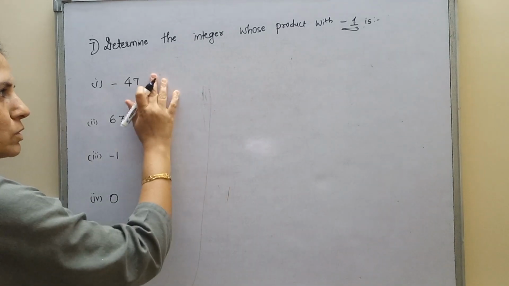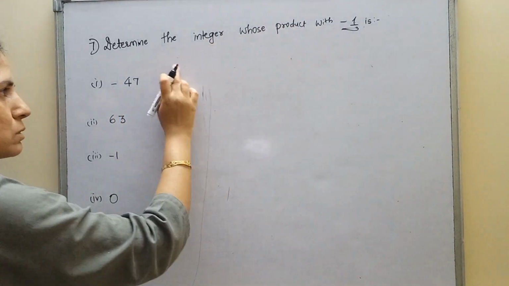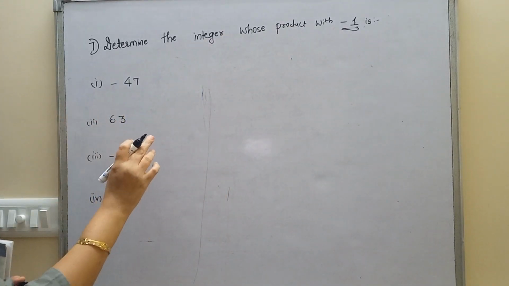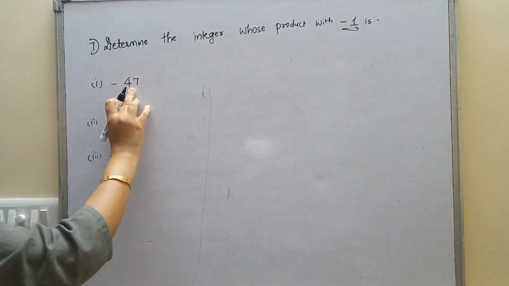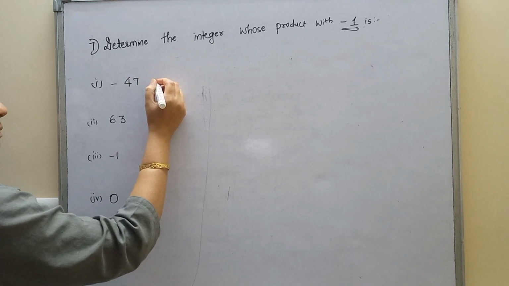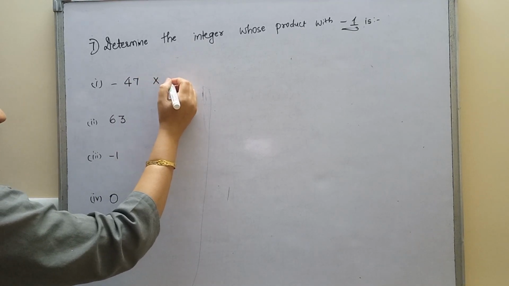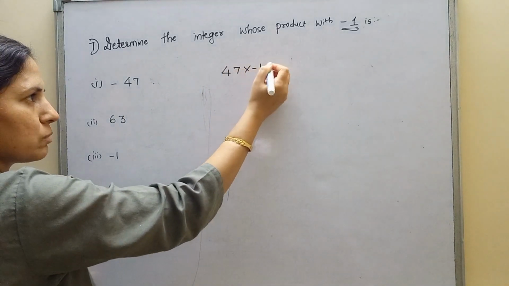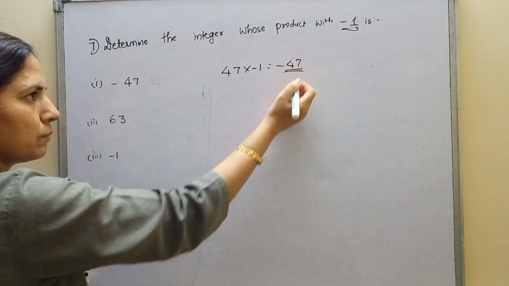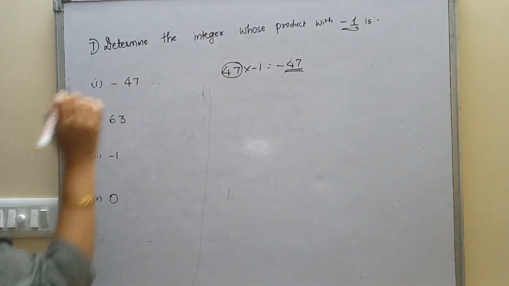The question is, determine the integer whose product with minus 1 is this. That is, you have to find a number. If you multiply it with minus 1, you get this. If I multiply 47 with minus 1, I get minus 47. So here the number should be 47. The answer is 47.